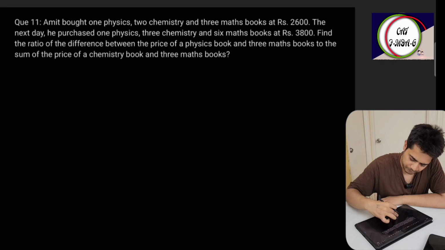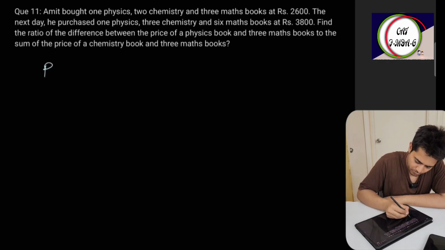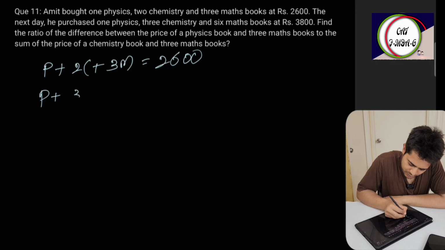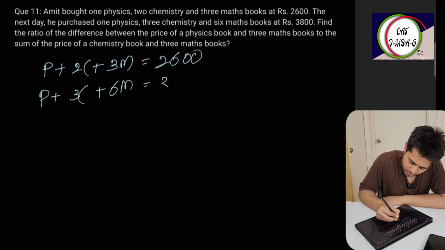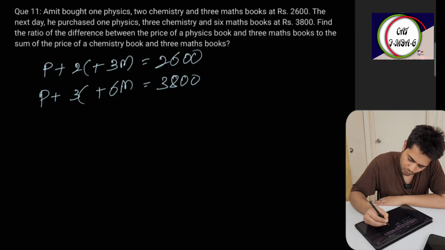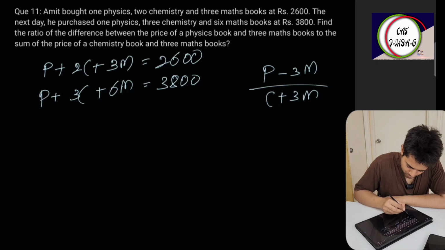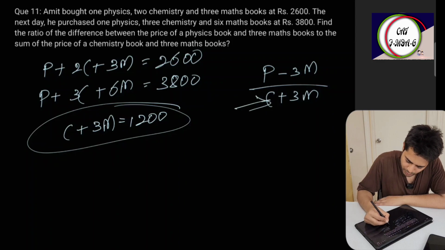Let's move ahead to the next question. Amit bought 1 physics, 2 chemistry and 3 math books at the rate of 2600. Next day he purchased 1 physics, 3 chemistry and 6 math books at the rate of 3800. We have to find the price of physics minus 3m to the sum of chemistry plus 3m. Okay, so if you do subtraction, equation 2 minus equation 1, c plus 3m is equal to 1200. This part you already got.